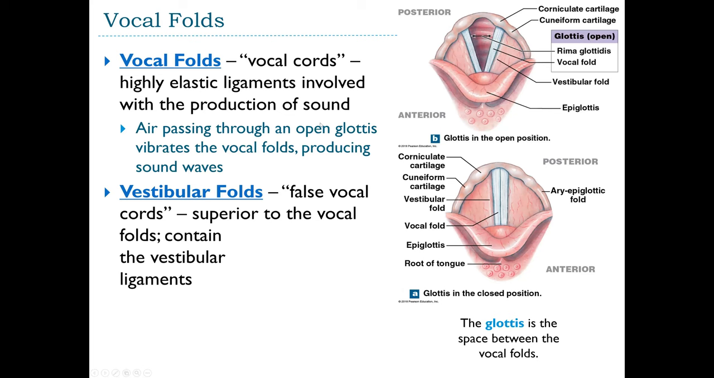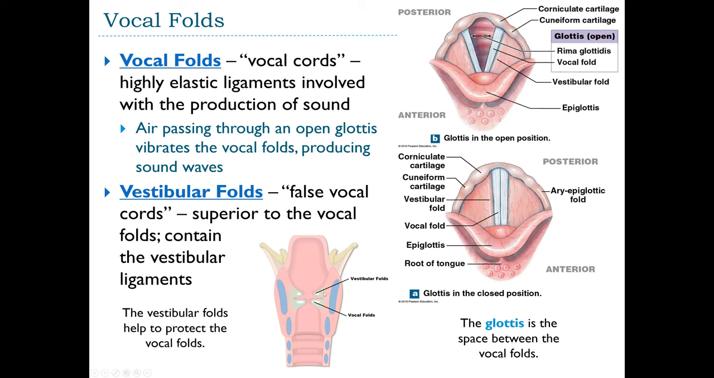The vestibular folds, also called the false vocal cords, are superior to the vocal folds, and they contain the vestibular ligaments. When you're looking at pictures like this from your textbook, it's kind of hard to see that the vestibular folds are superior to the vocal folds because it looks more like they're medial and lateral in this type of picture. So I found another picture to show you a more accurate representation. You can see that the vocal folds are sticking out down here on the inferior side, and the vestibular folds are actually above them, so they are superior, and they do help to protect the vocal folds. And again, the space between the vocal folds is called the glottis.